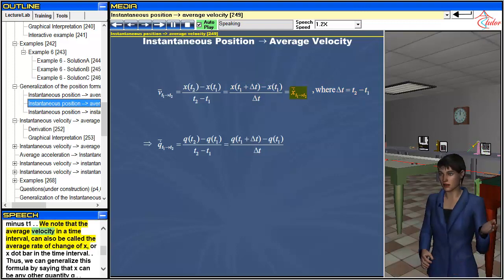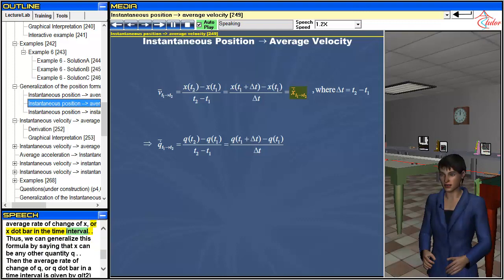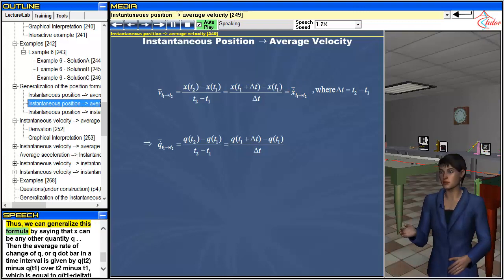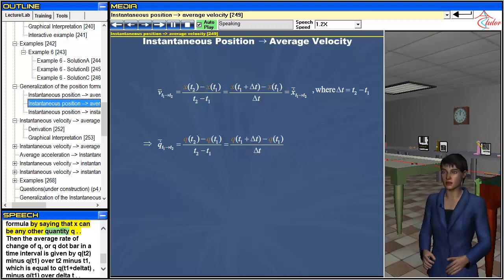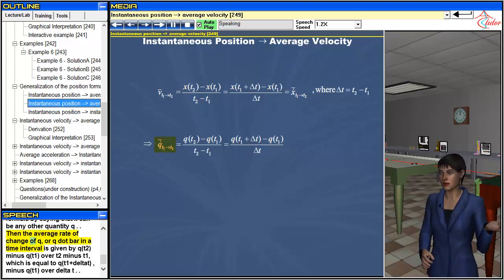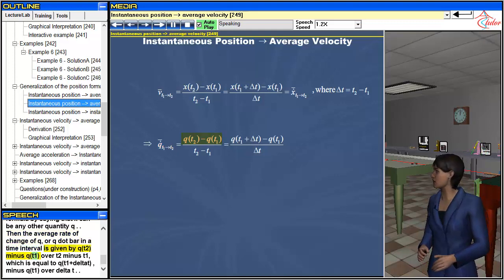We note that the average velocity in a time interval can also be called the average rate of change of x, or x dot bar, in the time interval. Thus, we can generalize this formula by saying that x can be any other quantity q. Then the average rate of change of q, or q dot bar, in a time interval is given by q of t2 minus q of t1, over t2 minus t1, which is equal to q of t1 plus delta t minus q of t1, over delta t.